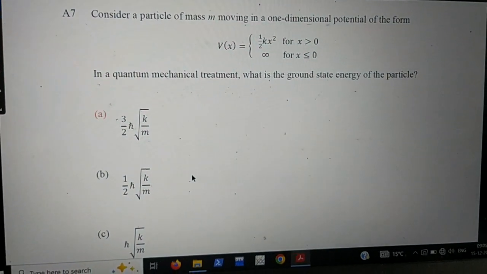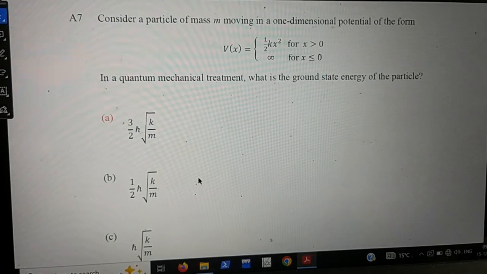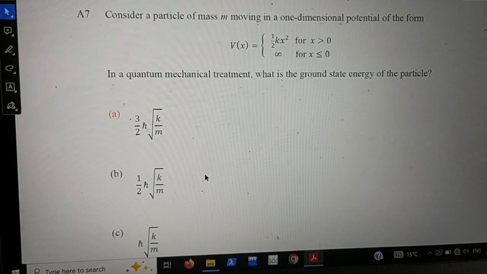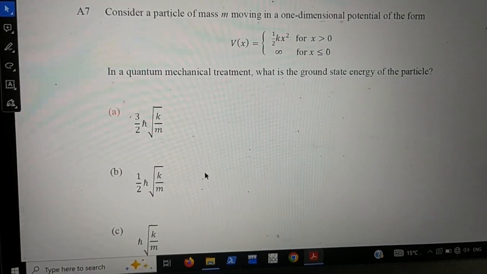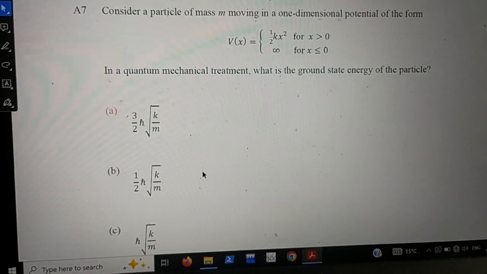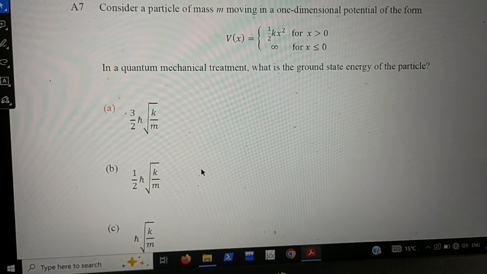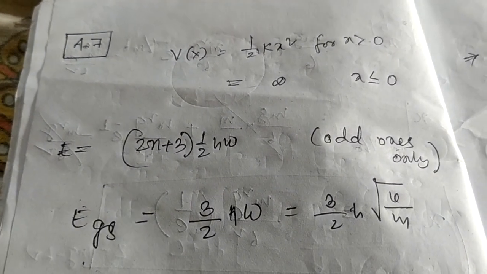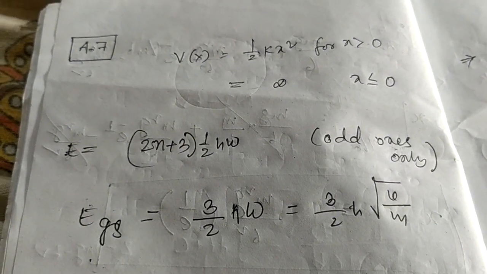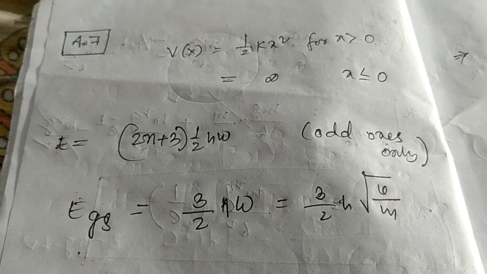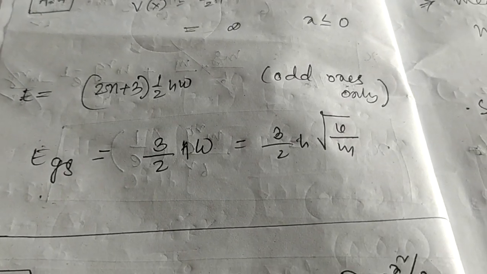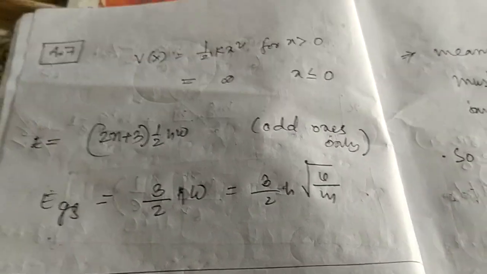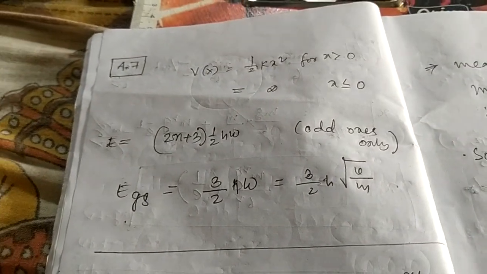This is a trick question, and this is a very popular one also. This is just a half oscillator. As you know, only the odd wave functions will be present in this harmonic oscillator. That means the energy eigenvalue should be (2n plus 3) into half h cut omega, odd ones only. So the ground state should be 3 by 2 h cut omega. Omega is equal to root over k by m. You can put that in and find the answer easily.